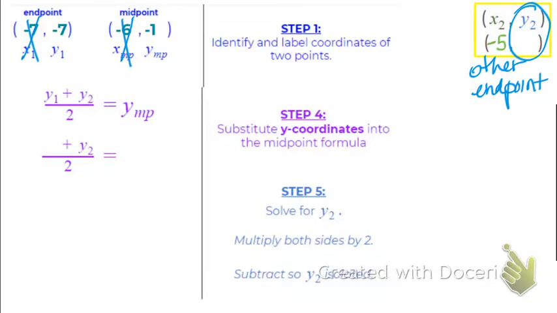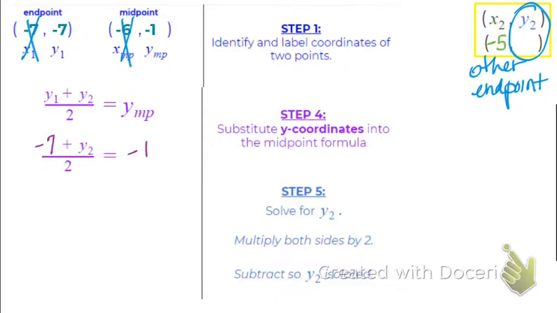So remember the y coordinate of the midpoint, you're just averaging the 2 y coordinates. We do know the y coordinate of one of our endpoints is -7, but we don't know the other one, so we just leave that as y2. But we know if we add those together and divide by 2, that's going to be the y coordinate of our midpoint. So this is the equation that I'm going to solve.